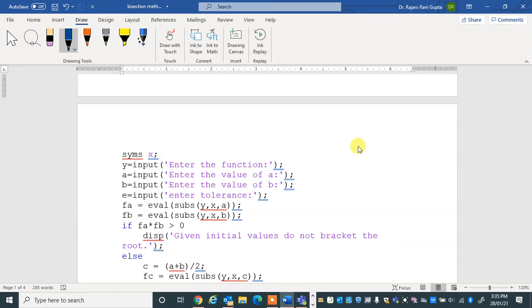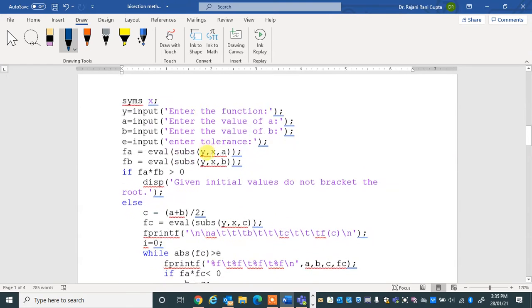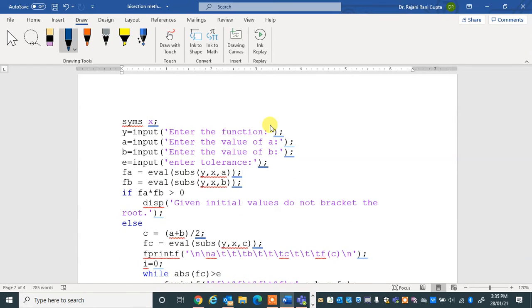So you can say that here syms x is written. This statement declares x as a variable in MATLAB, as you can see that we are denoting the function as f of x. Similarly, if you want to type the function in terms of y, you should write syms space y. Ensure that all the letters are lowercase because MATLAB is case sensitive. If you type a capital S here, it will give you an error.